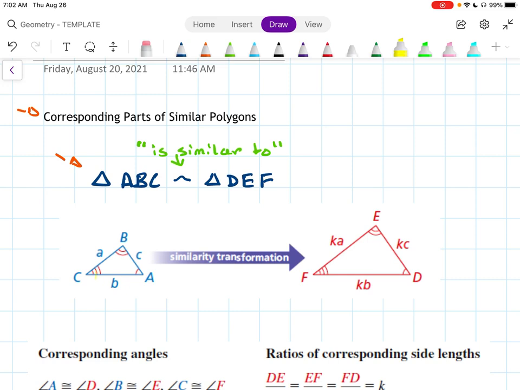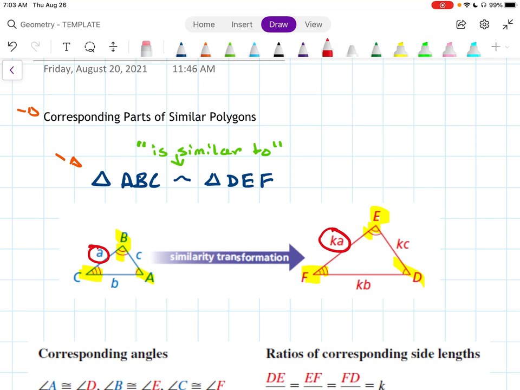Notice that the corresponding angles are congruent. And then each of the sides, let's look there, here we have A, here we have KA. So there's a dilation and it multiplied it by something, okay? Our dilation factor or our scale factor here would be K. Notice how the similarity transformation has an arrow pointing to the right. That means that we went from the small one to the big one.